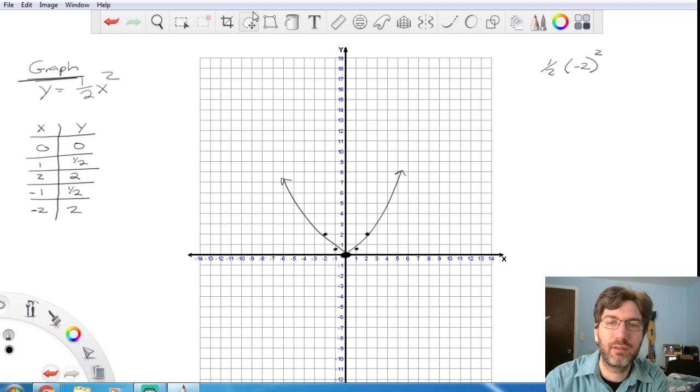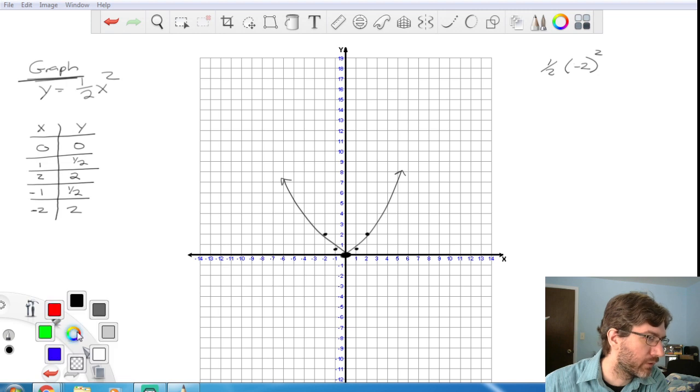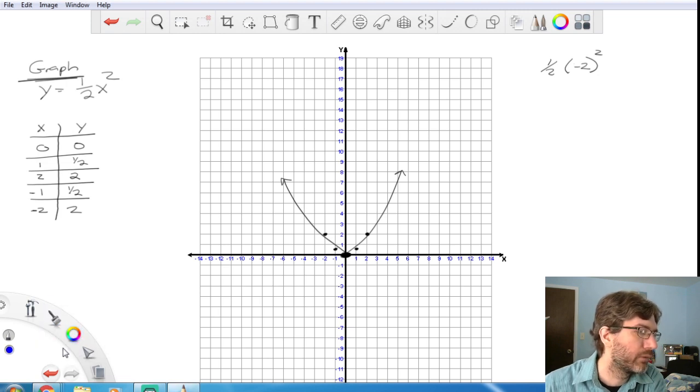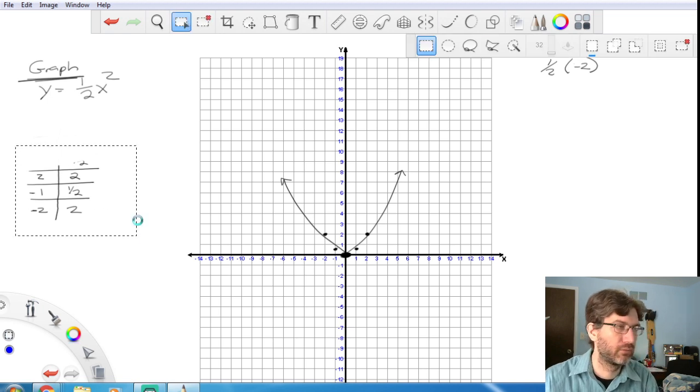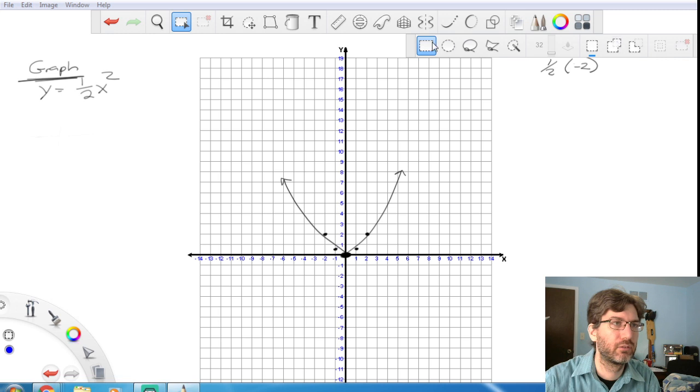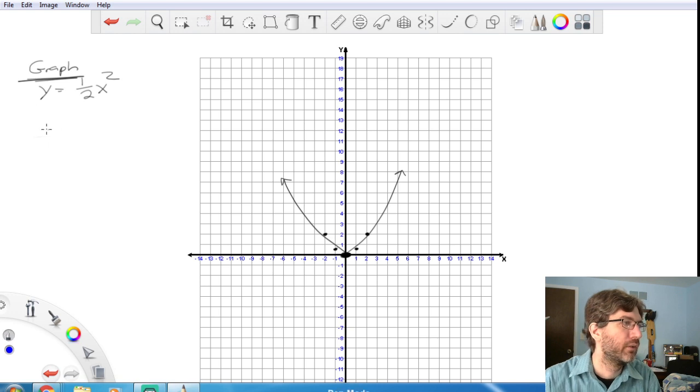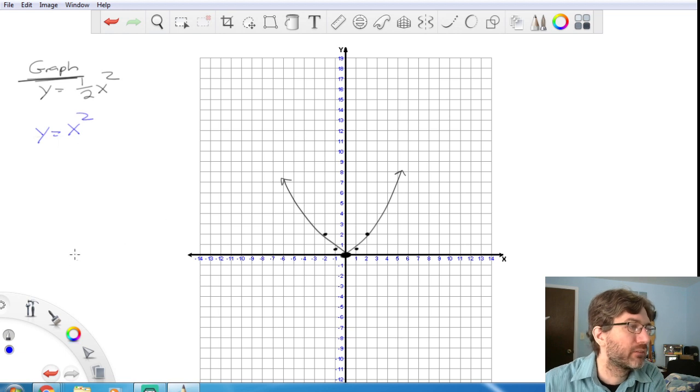I am going to graph another one, and I'd like you to graph it as well. I'm going to do it in a different color here on the same paper. Let's use blue. And here we're going to graph y equals x squared. So again, same deal. We're going to make an XY table for now, because that's the only way you know how to graph these.